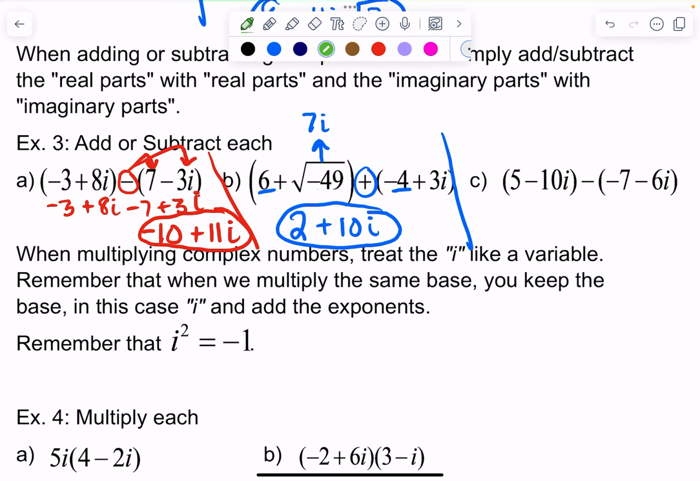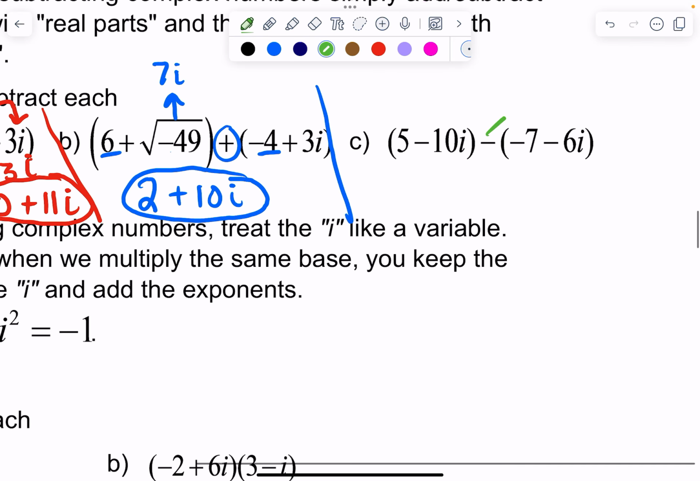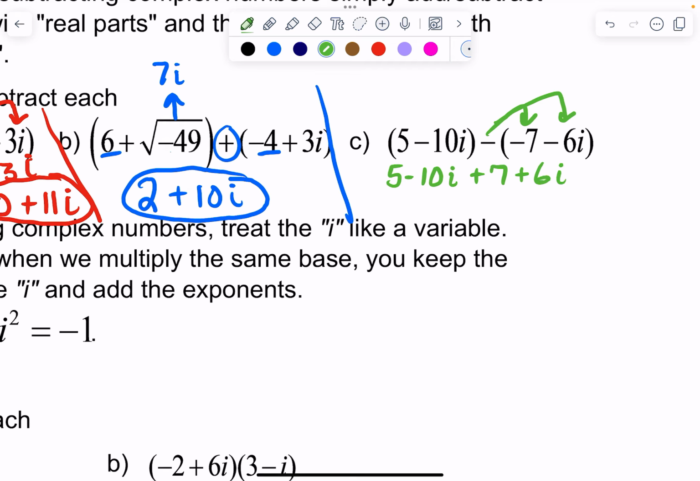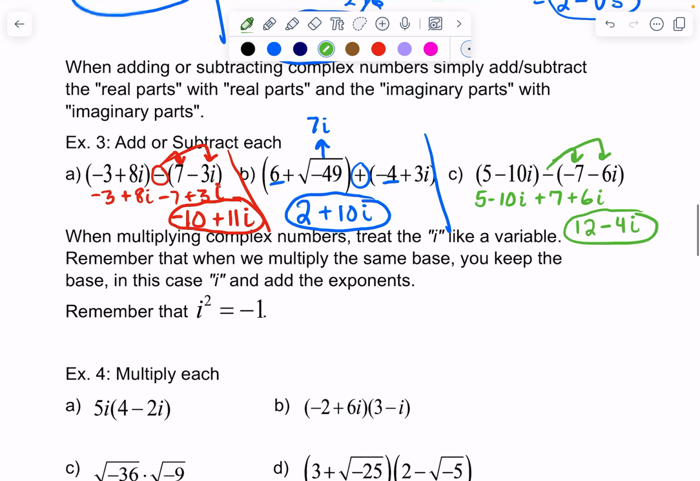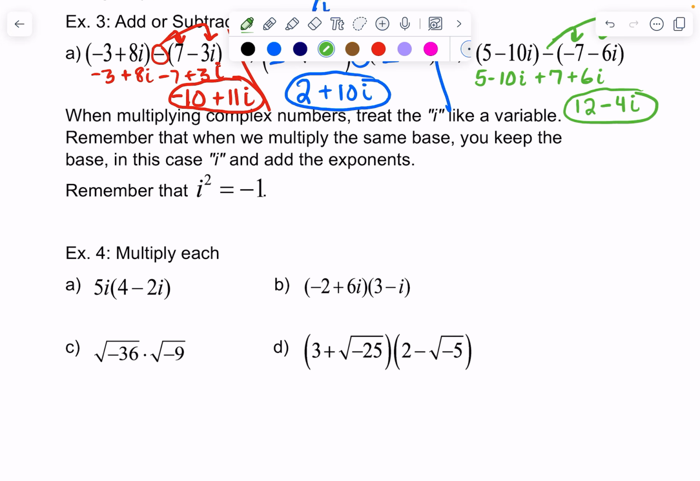Okay. For here, I've got a negative again, so I'm going to distribute that negative. So I'm going to rewrite this as 5 minus 10i plus 7 plus 6i. Real number to real number, 5 plus 7 is 12. Imaginary number plus imaginary number, negative 10i plus 6i is negative 4i. And you're done.